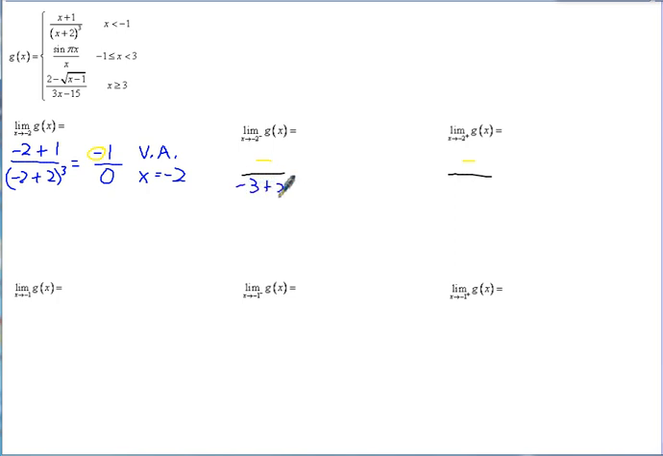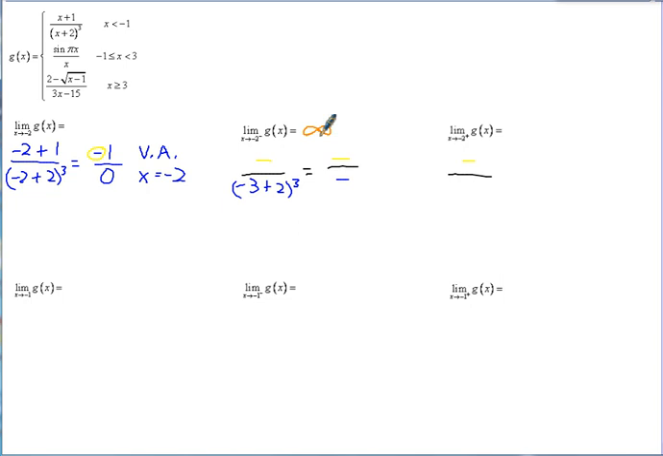Negative 3 plus 2 cubed. And remember, all we're concerned with is whether it's positive or negative. So we have a negative divided by negative 3 plus 2, which is negative 1, and negative 1 cubed is negative 1, but we're just concerned with the fact that it's negative. And a negative divided by negative is positive. So this one would be positive infinity, as x approaches negative 2 from the left.